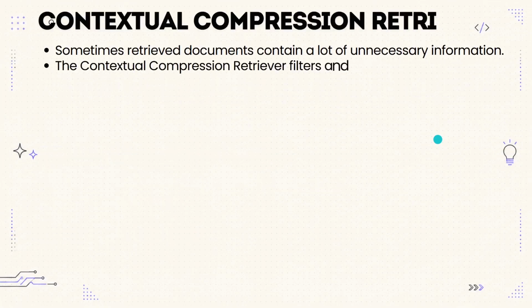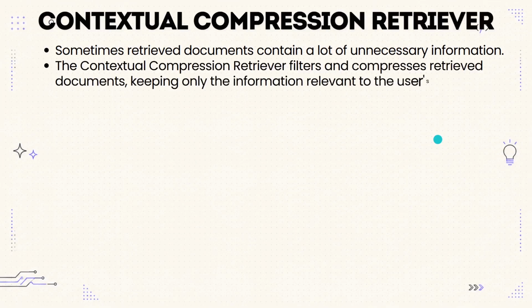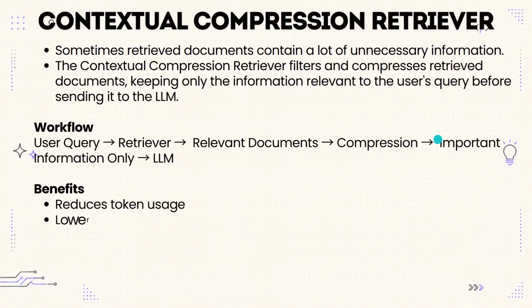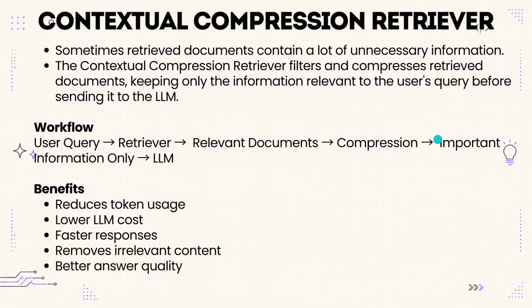And now comes the contextual compression retriever. Let's imagine another scenario. The retriever finds relevant information, but the document itself is maybe 20 pages long. So do we need to send the entire document to the LLM? Not necessarily. Most of those pages might be irrelevant.